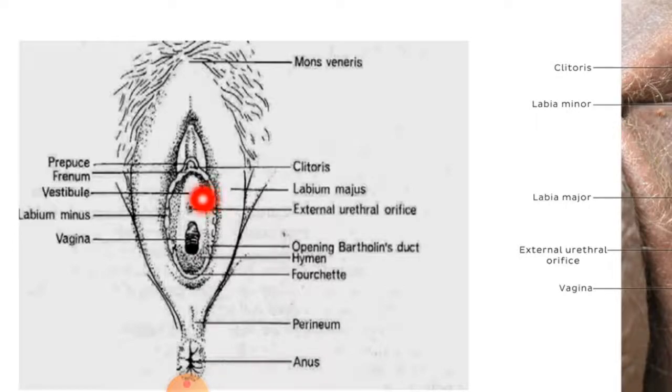Then we said that the cleft between the labia minora, this area here, is called the vestibule, and this vestibule contains the vaginal orifice, urethra, that is the external urethral orifice, and the ducts of the greater vestibular glands. These all open into the vestibule.